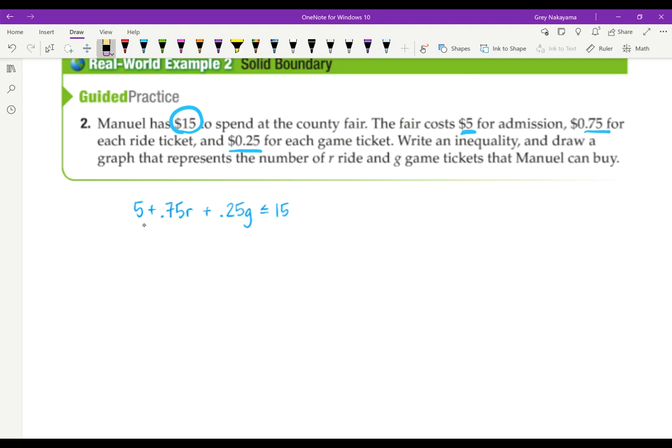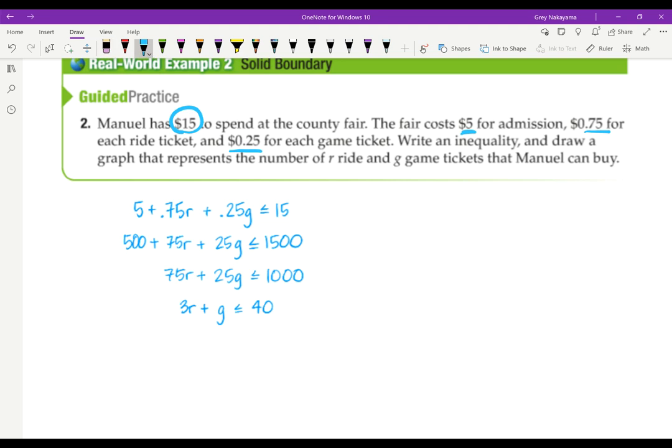So for those of us who didn't grow up with calculators, we simplify it first by moving the decimal point over however many decimal places we need to get rid of the decimal. So in this case, I would move everything over 2 decimal places, which gives me that. And then I'm going to bring my 500 to the other side. And then I'm going to divide by 25 because I know 25 goes into every number. So I have this.